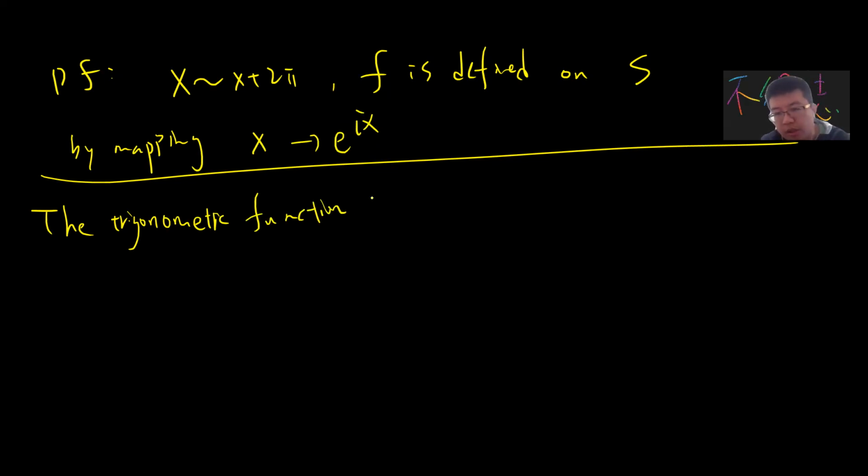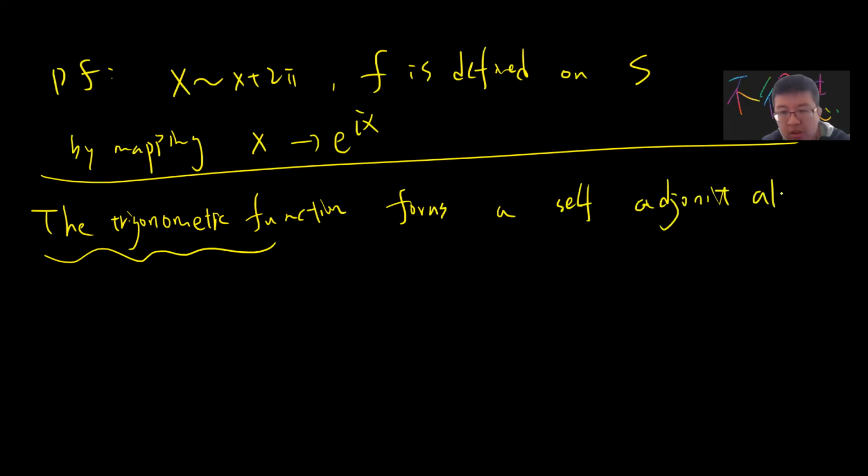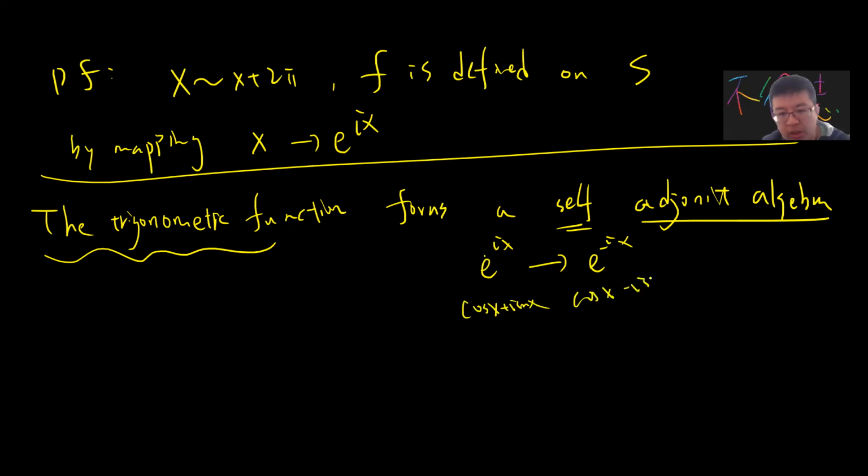As I said, for the generalization of Stone-Weierstrass, you can easily say that all the trigonometric functions form a self-adjoint algebra. The reason is that by my definition, if you have exponential ix, you go to exponential negative ix. So this is cosine plus i sine, and this is cosine minus i sine. My definition of trigonometric function contains both, so it is self-adjoint, and also an algebra because you can multiply any two.